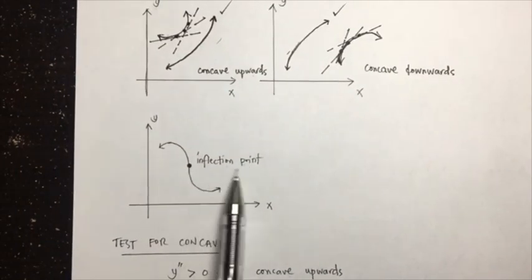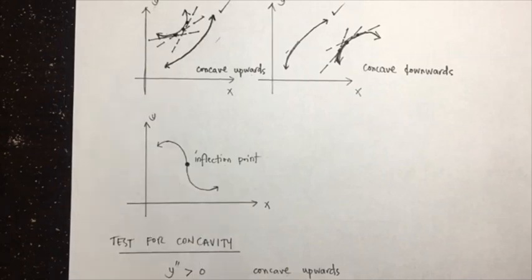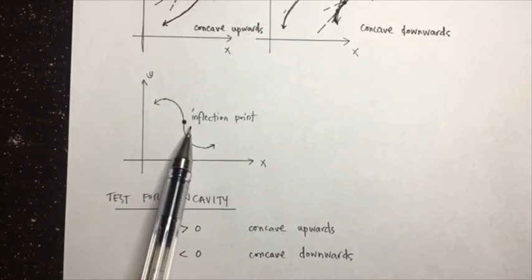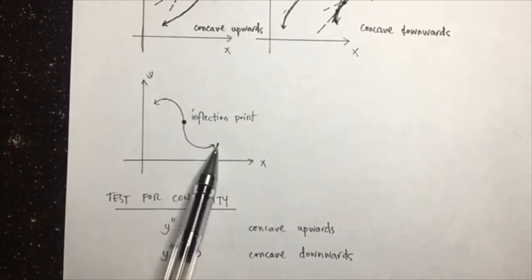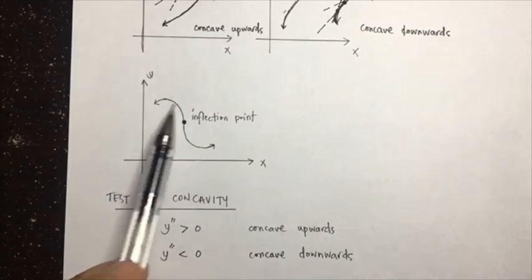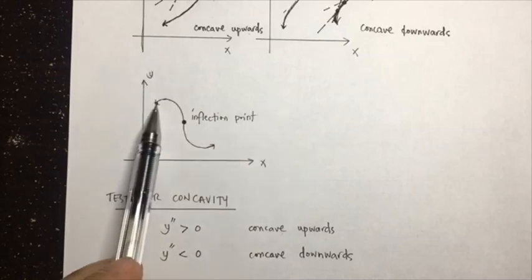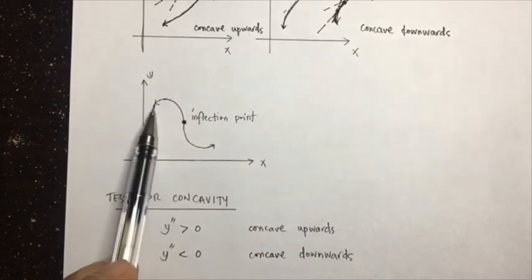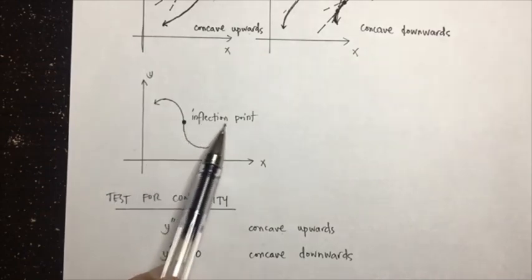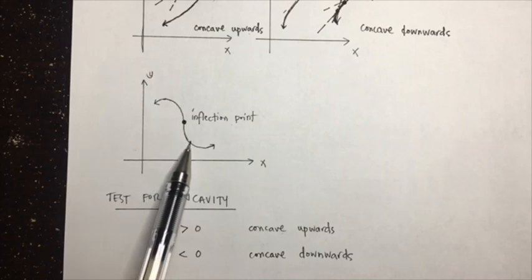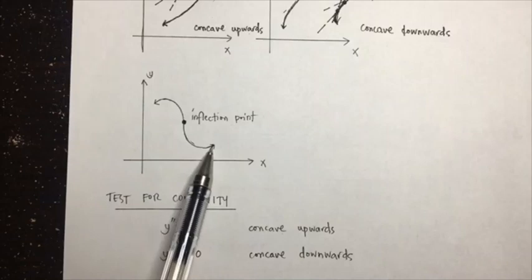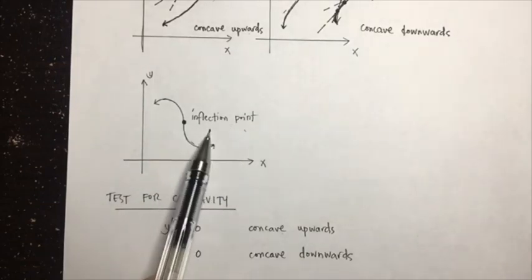Okay, so the inflection point is the point where the curve changes from concave upwards to concave downwards, or vice versa. In our drawing, from left to right, the curve is concave downwards, and then at this point, the inflection point, it changes from concave downwards to concave upwards. So that is the inflection point.